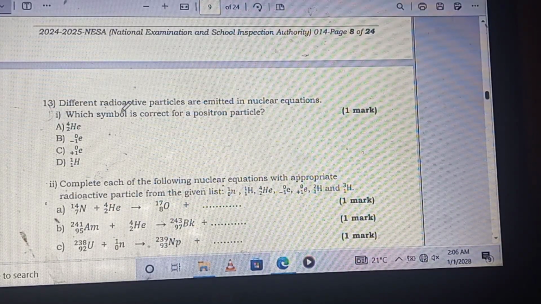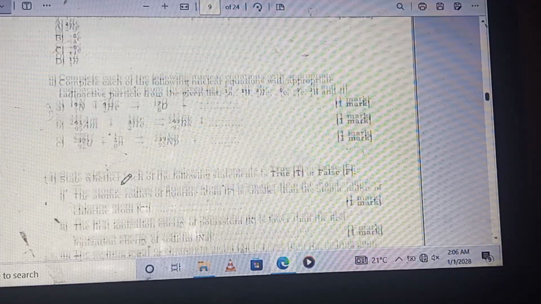Question 13. Different radioactive particles are emitted in a nuclear equation. Which symbol is correct for a positron particle? The correct answer is letter C. This is a positron because you see plus 1.